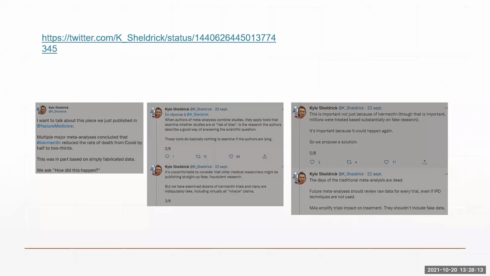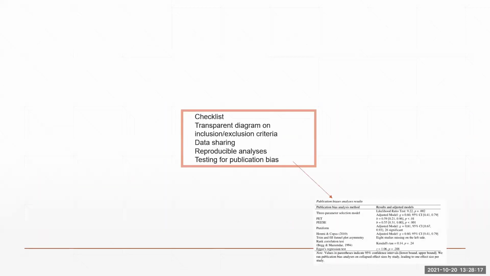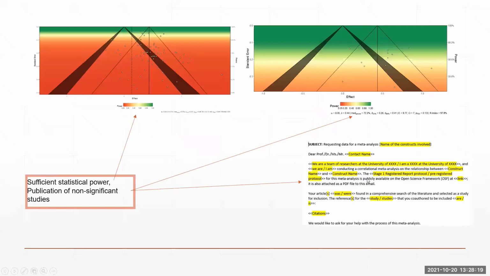And he said that we need to review raw data. One possibility to do it is by using templates for email, like email every author and make sure they have the raw data. And if they haven't, be very careful about whether we think we have to include the studies in our meta-analysis or not.